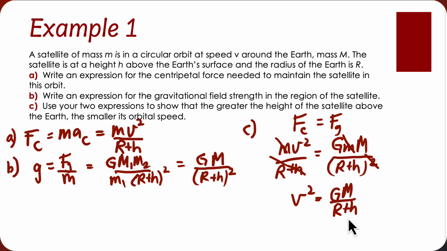Now this is not directly v squared is proportional to 1 over h, but it does show that as my height here increases, since it's in the denominator, my velocity will decrease.